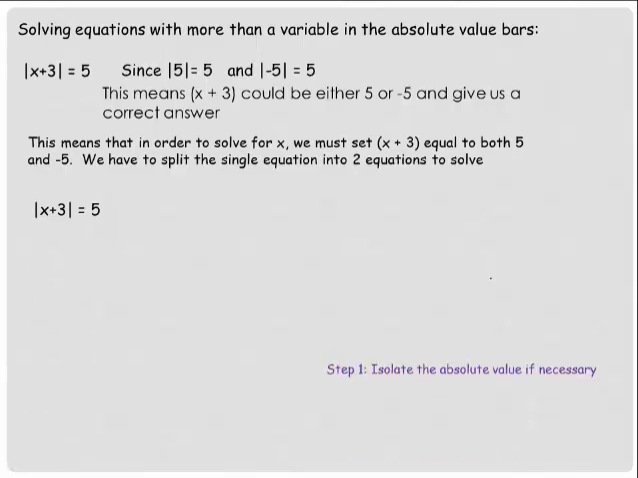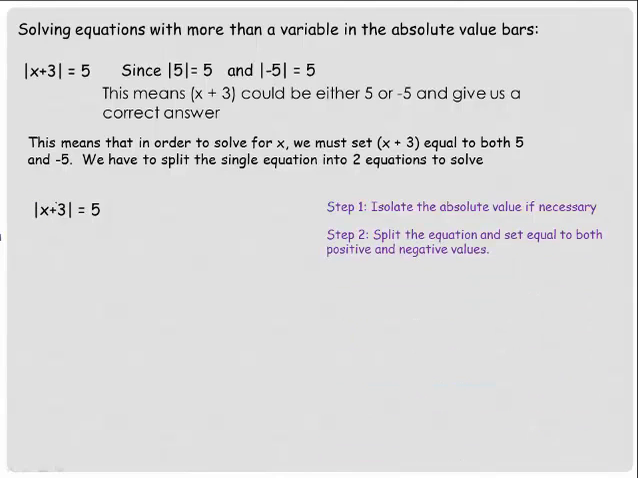So here's what we do. First step is to isolate the absolute value if necessary. We want to make sure this is by itself, which it is. Then split it into two equations. So I have x plus 3 equals 5, or x plus 3 is equal to negative 5. Then I solve each equation separately.